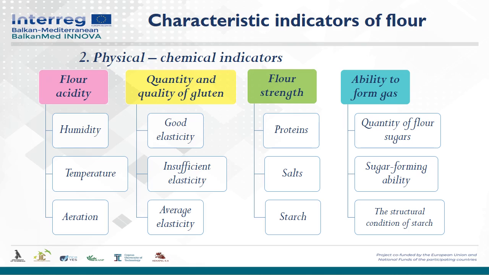Quantity and quality of gluten. Well, if we talk about gluten in dough, it is related mostly with elasticity. And from a technological evaluation, gluten is divided into three categories. The first, quality gluten, which is related with a good elasticity of dough. Second, quality of gluten is related with average elasticity, and third grade of gluten is when the dough has poor or no elasticity or insufficient elasticity.